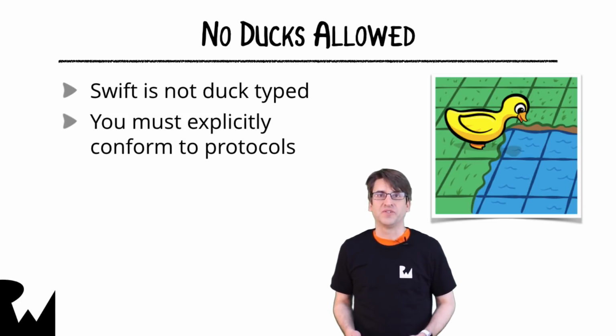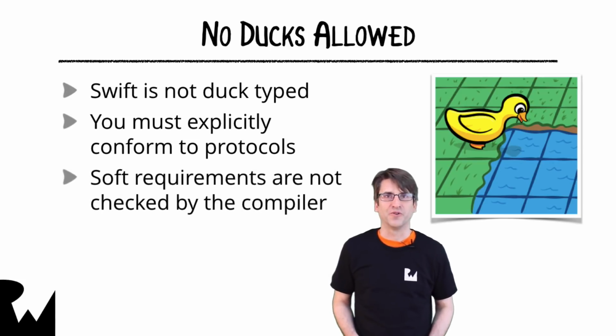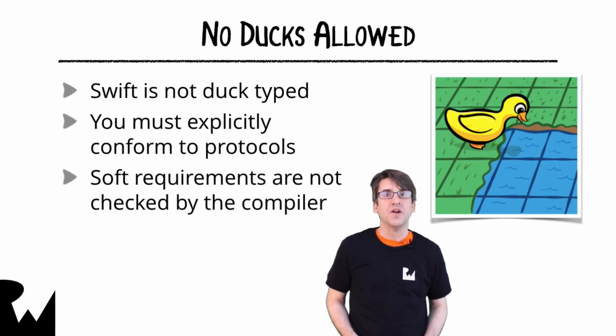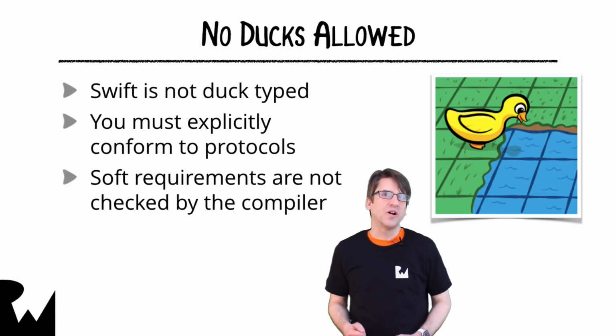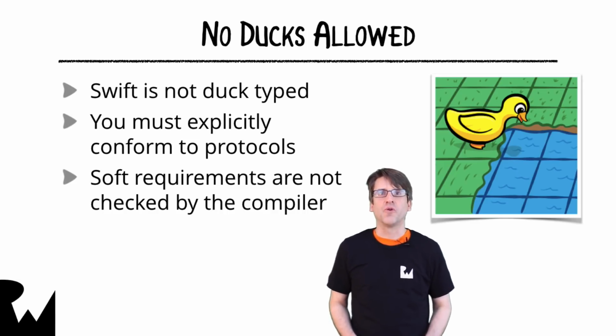There are concepts in a protocol that might be listed as requirements that are impossible for the compiler to check. For example, your protocol documentation may say that a conforming type have certain performance characteristics, such as constant time. The collection protocol types have these soft requirements.